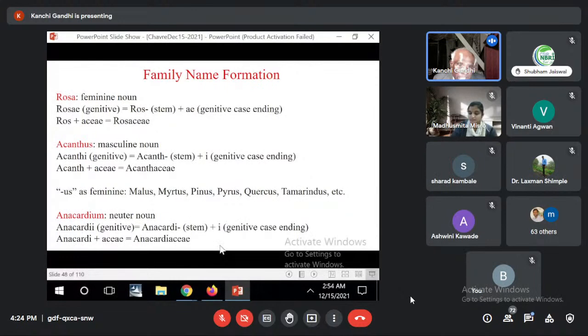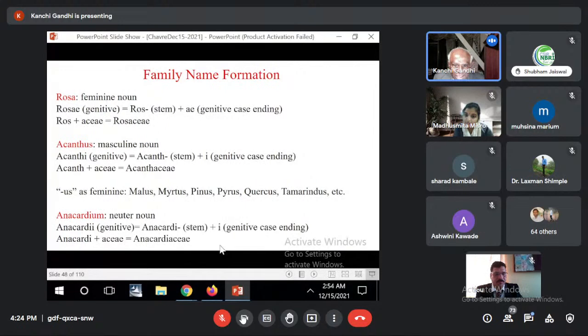First find the genitive form. Looking at the handout sheet, you can make out the genitive form of many names. And accordingly, you can proceed to make your own family name. If I were teaching in person, I would ask everyone to tell some examples. But anyway, this is the basic.